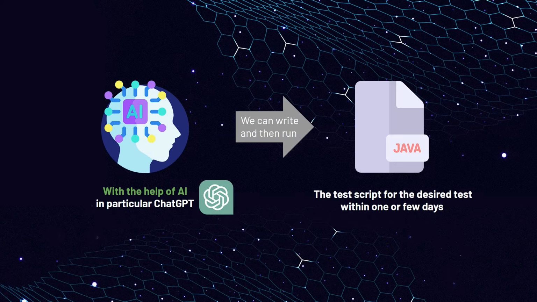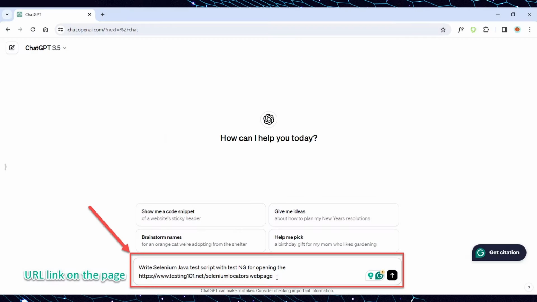However, with the help of AI, in particular ChatGPT, we can learn how to successfully write and then run the test script for the desired test case within one or a few days. Let's try to do that. The first step is to write a Selenium Java test script that opens the Find Elements form. Let's do it using AI.